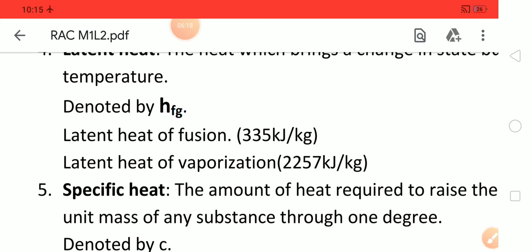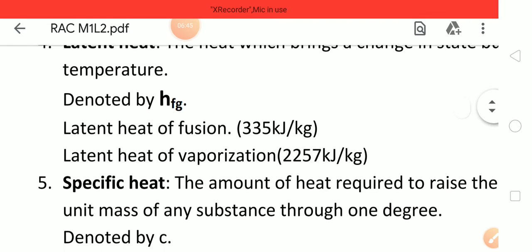One thing you have to clearly know is that these two latent heats occur at a single temperature. In latent heat of fusion, both states of water are at 0 degrees Celsius, so there is no change in temperature. Also, in latent heat of vaporization, both states, water and steam, exist at 100 degrees Celsius, so there is no change in temperature there either. So that is latent heat of vaporization.